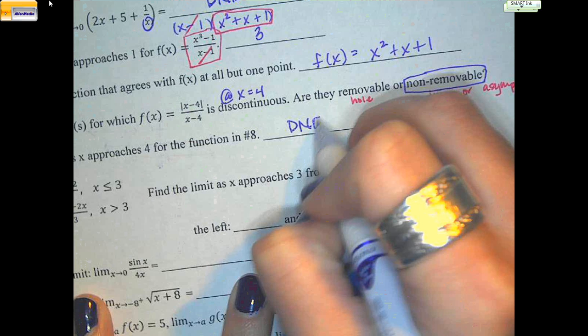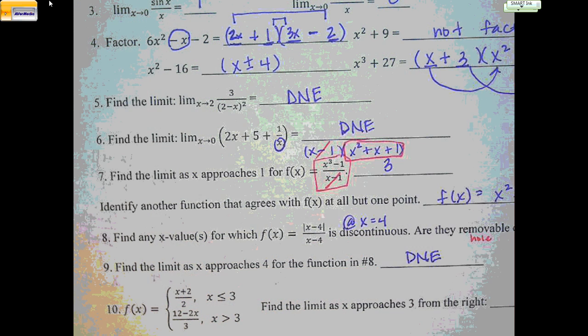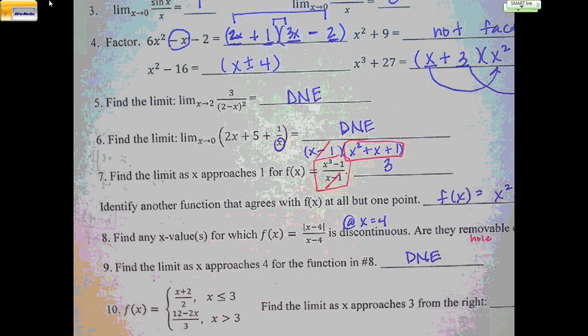Okay, let's take a break. Questions on anything from 1 through 9? Anything I can clarify? Anything I can say again? Anything I can say differently?